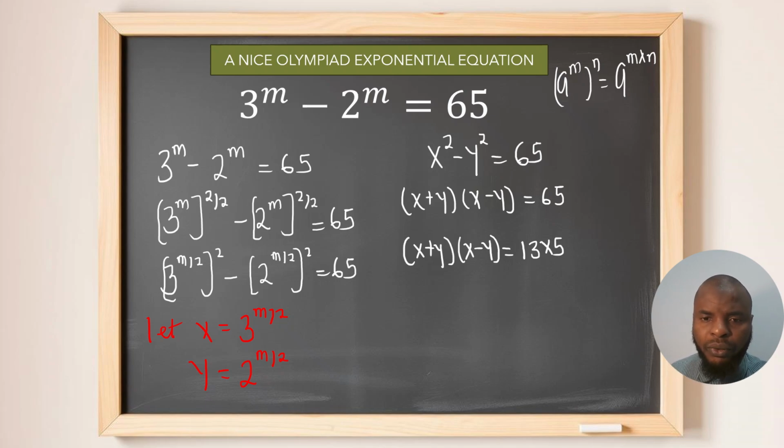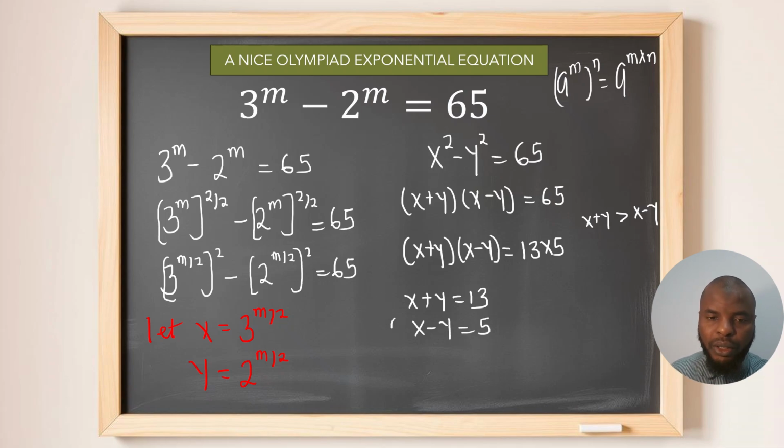Now, there's something very good here that you need to pay attention to. Here I'm having the positive value of these quantities, and here I'm having the negative values. Here we should know that x plus y is greater than x minus y, because provided both x and y are positive, the sum of two numbers is greater than the difference of two positive numbers. So here we can conclude that x plus y equals 13, and x minus y equals 5.